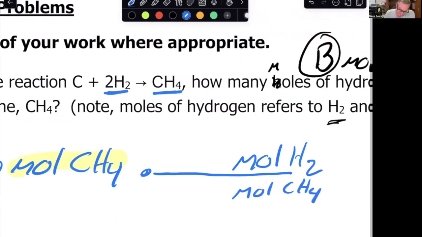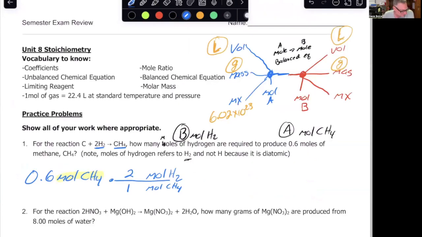Okay, so H2, I'm going to put a 2 in front of that, and CH4, I'm going to put a 1 in front of that. And that's pretty much it. Your answer is going to be 0.6 times 2, which is going to be between 1 and 2. So remember, whenever possible, I'm going to give you answers in a range. Your responsibility is to do the actual problem and put the correct answer rounded to 2 decimal places.